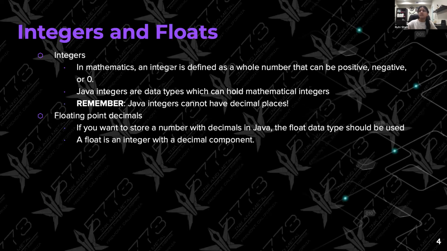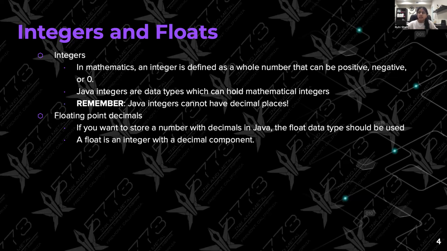So first, integers and floats. Again, integers are very similar to mathematics. An integer is defined as a whole number, which can be either positive, negative, or zero, as long as it has no decimal place. So Java integers are data types which can hold mathematical integers. And remember, Java integers cannot have decimal places. On the other hand, floating point numbers are decimals. If you want to store a variable with decimals in Java, you should be using a float data type.